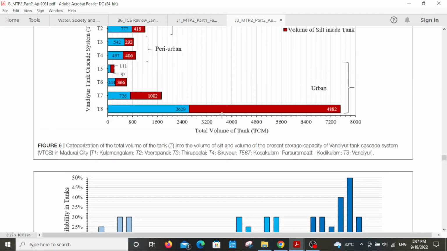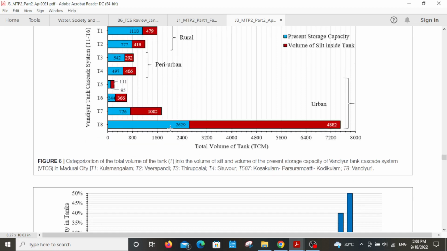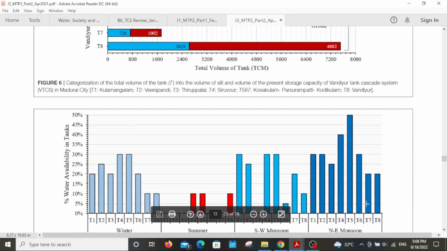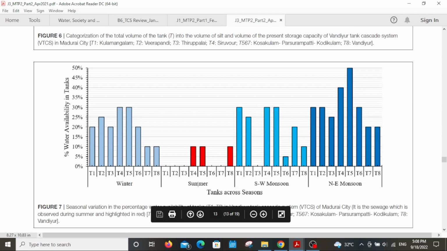So you see here that if the storage capacity is 2629 thousand cubic meter of water can be stored in tank 8. So of this tank volume, we are able to have nearly 20% of total volume of water available in the tank during northeast monsoon, which declines to 10% during winter and remains 10% during summer as well.